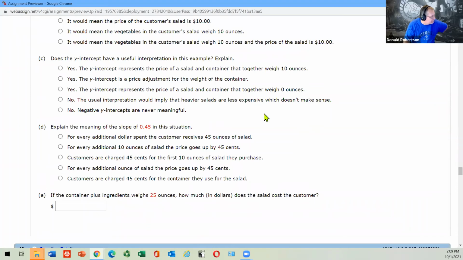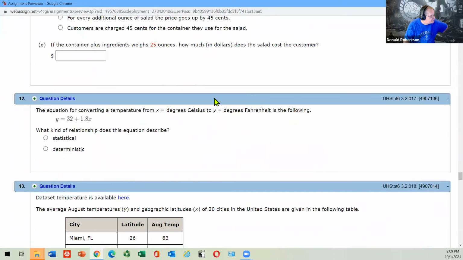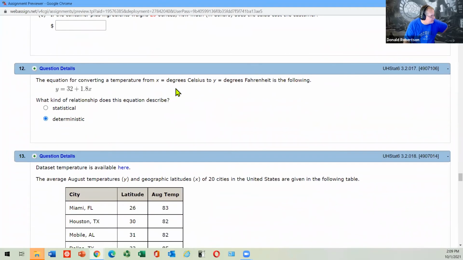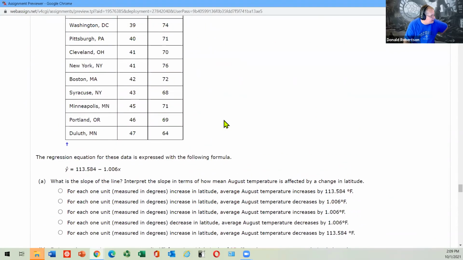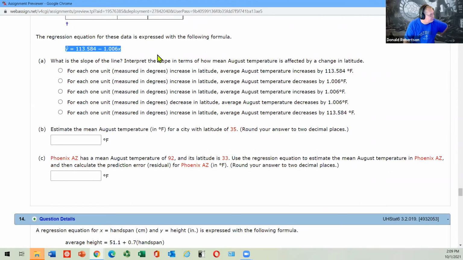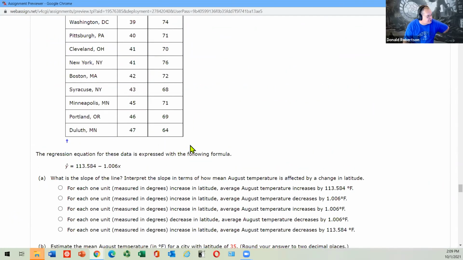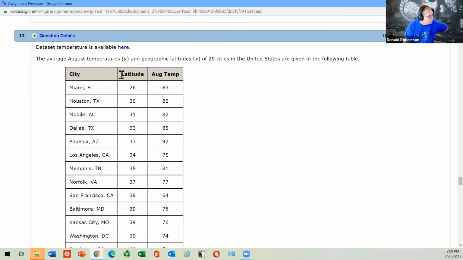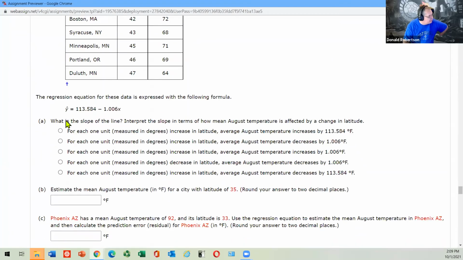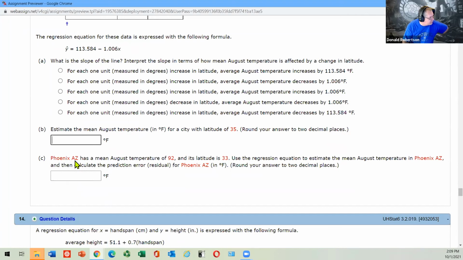Read that over. It's really just to do with words, deterministic. There's that word again. But this time we've got a formula for it. If you give me the formula, I do not like formulas with y's and x's. So if it makes you feel better, won't x be the latitude and y be the August temperature? So if you're looking at this question, think of it as predicted August temperature is this number, take away 1.006 times latitude. So x is the latitude, y is the temperature. In which case these questions make a lot more sense.